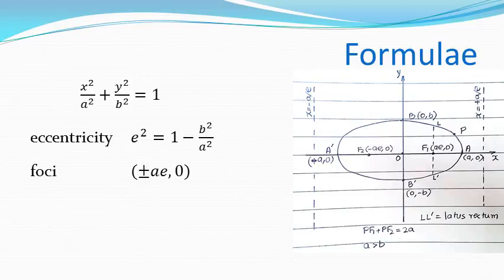Now the foci are given by the points (ae, 0) and (minus ae, 0). The directrices are two lines which have important properties, and the equation of the two directrices is x is equal to plus minus a divided by e. And in the diagram we can see that we have drawn them as two vertical dotted lines. The vertices are the points A and A dash and their coordinates are plus minus a, 0.